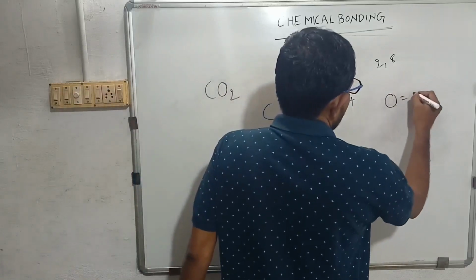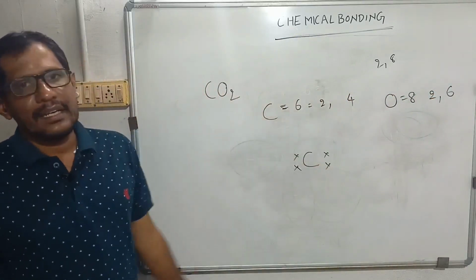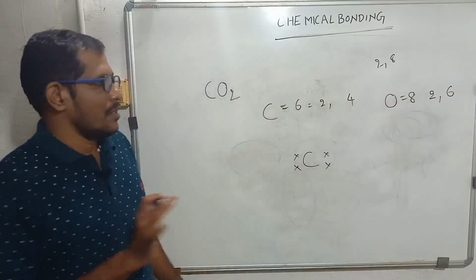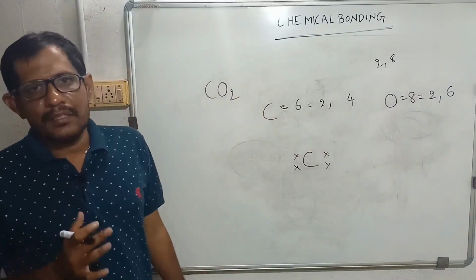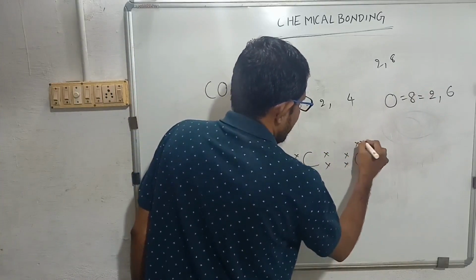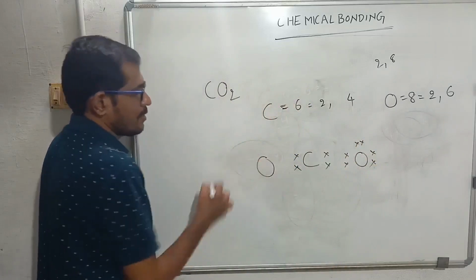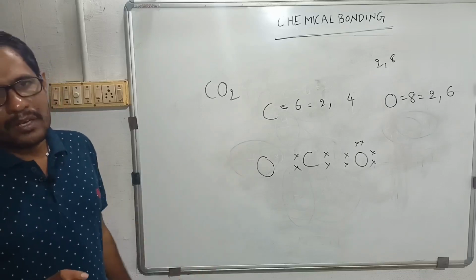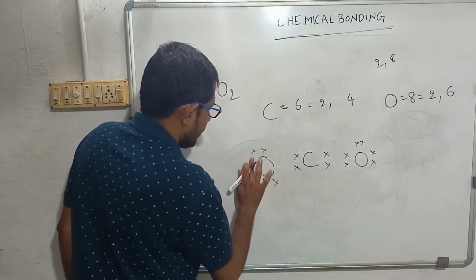Oxygen atomic number is 8. Its electronic configuration is 2, 6. How many electrons are there in the valence shell? 6. So these 2 I am not going to consider. Why? Because I always need to take only the electrons in the valence shell. So I will write oxygen over here with 6 electrons. I will take one more oxygen over here. Why? In the CO2 molecule there are 2 oxygen atoms. That's why I am taking one more oxygen atom here, and I will write 6 electrons over here, right?